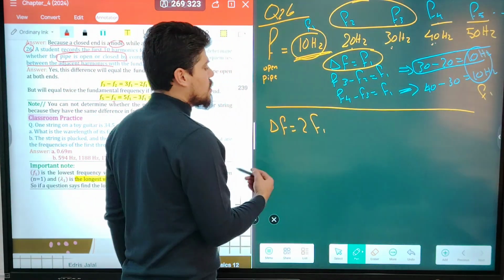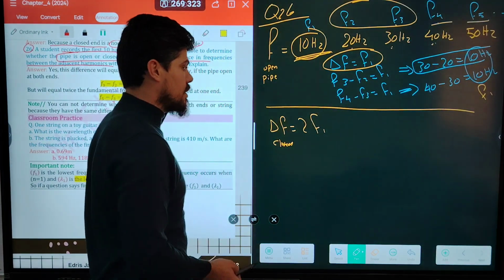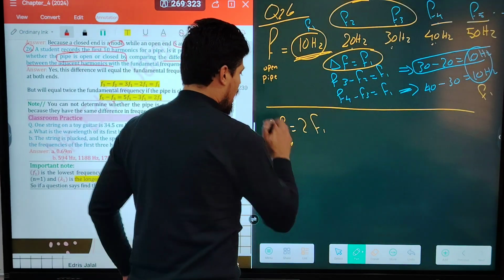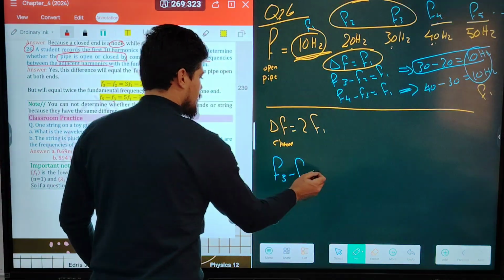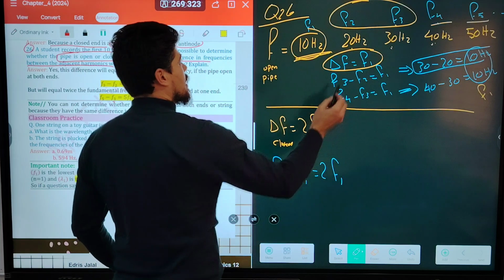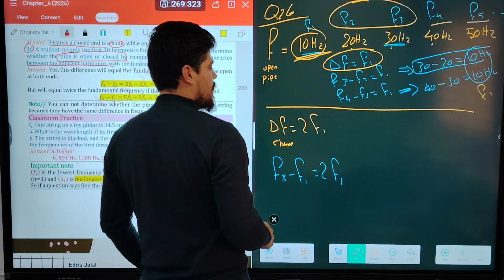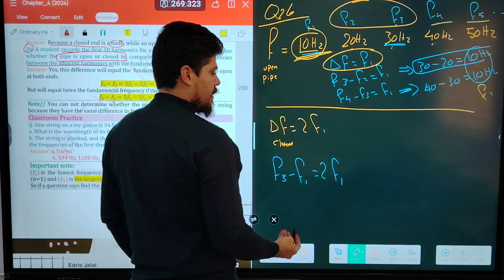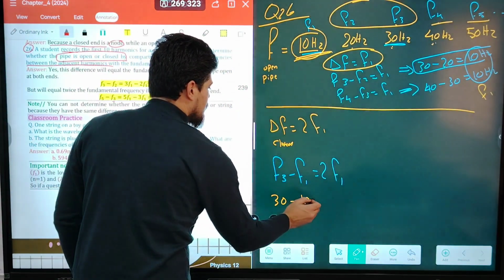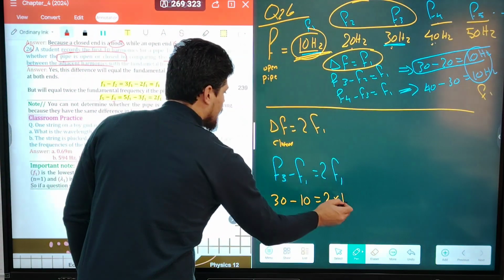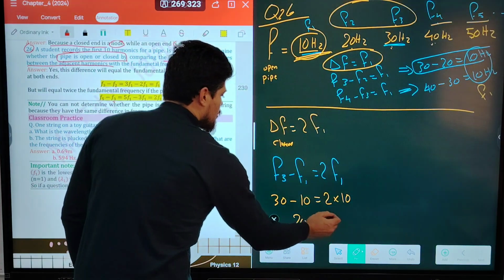What about the closed pipe? For the closed pipe, delta F is equal to 2F1. How? Delta F is equal to what? F3 minus F1 is equal to 2F1. Let's check. F3 is 30. 30 minus 10 is 20. 2 times 10 is 20. Okay? F3, 30, minus F1, 10, is equal to 2F1. F1 is 10. Yes. 30 minus 10 is 20, and 2 times 10 is 20 hertz.